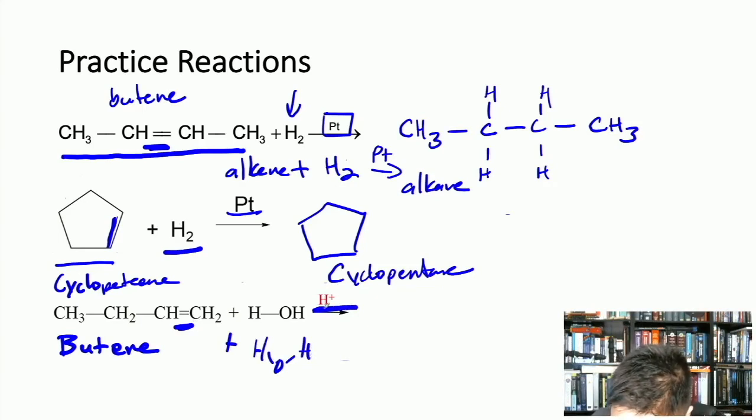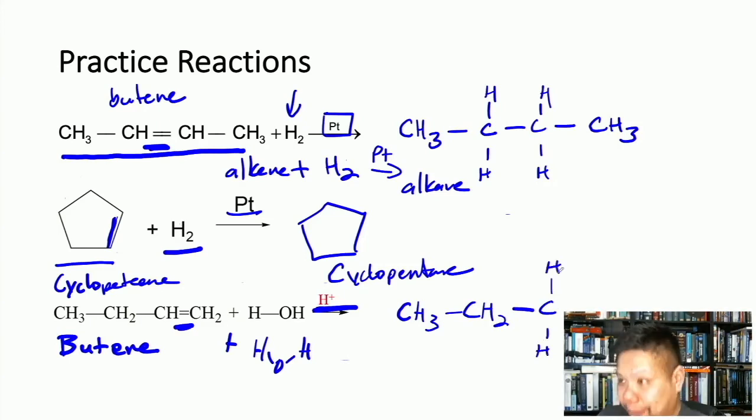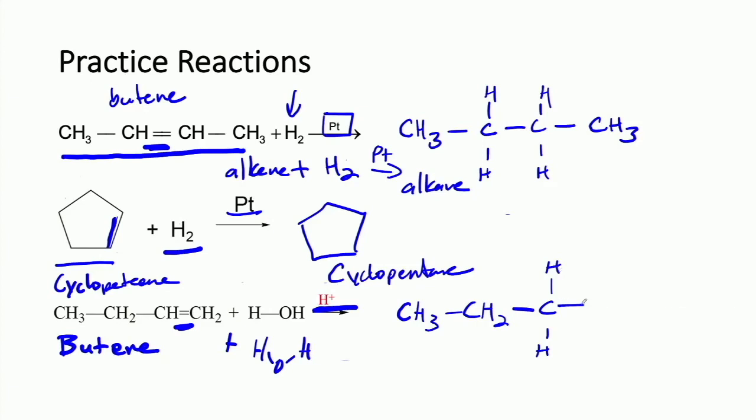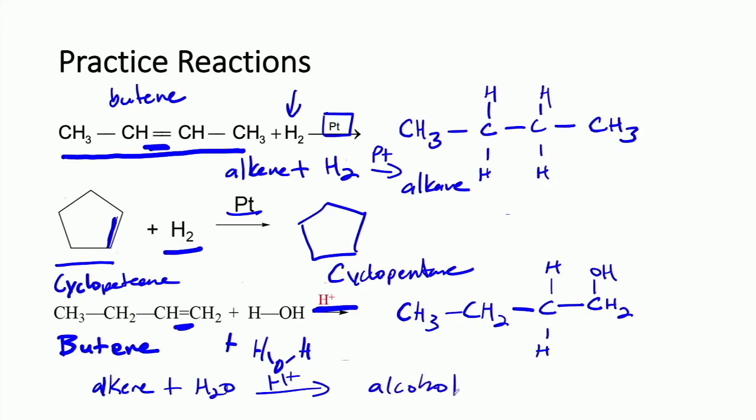What do we get? We'll get CH3, CH2, CH2, CH2, OH, right? I drew it out that way so you see that it's different now. I'm going to remove my head so you can see the rest of this. Because remember, when you have an alkene plus water in the presence of a strong acid, you'll always get an alcohol. Remember that.